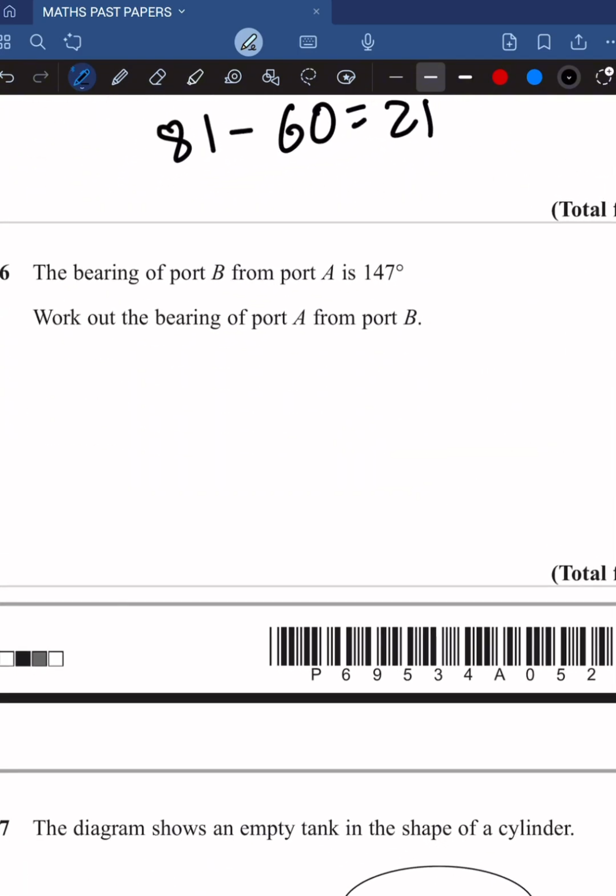Let's go. The bearing of port B from port A is 147.